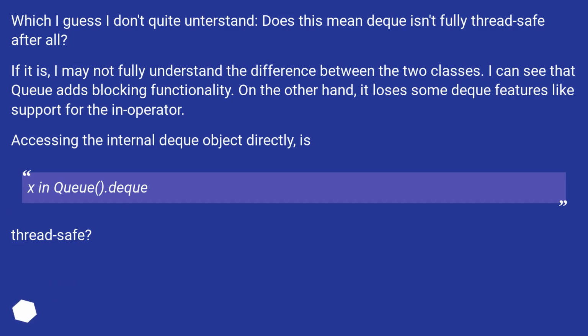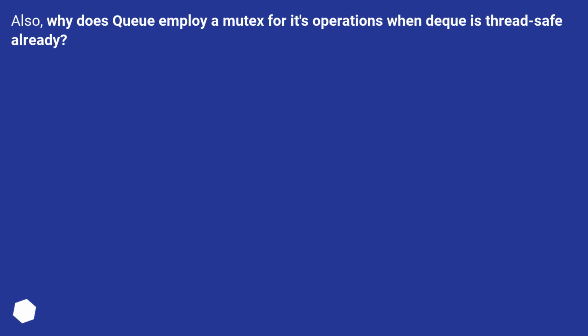I can see that Queue adds blocking functionality. On the other hand, it loses some deque features like support for the in operator. Is accessing the internal deque object directly, x in Queue.deque, thread safe? Also, why does Queue employ a mutex for its operations when deque is thread safe already?